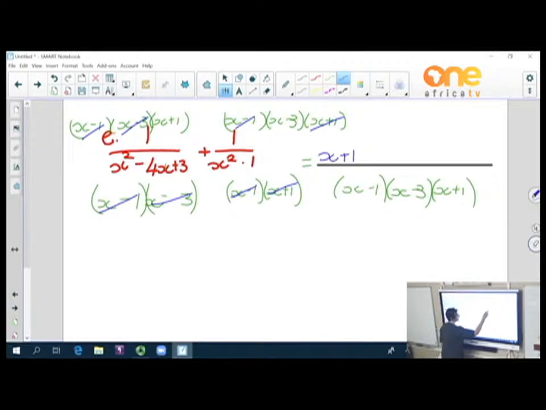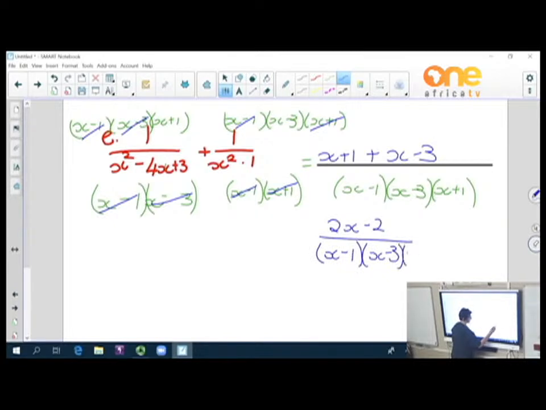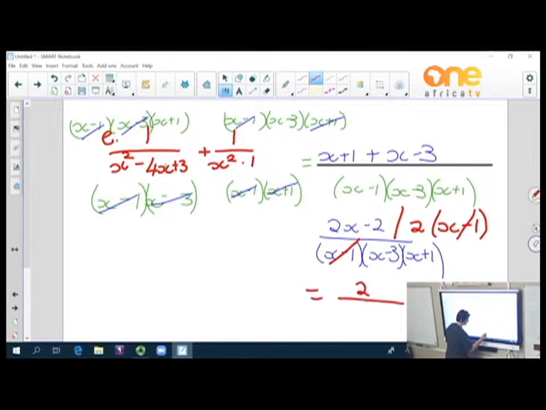It's a positive here, so it's plus x minus 3. So now I have 2x minus 2 over x minus 1, x minus 3, x plus 1. We can try to simplify this one. Here we can factorize again. So we can take out the 2 and then it is x minus 1. And now we can cancel out this x minus 1 and this one. So the final solution for this one is 2 over x minus 3, x plus 1.